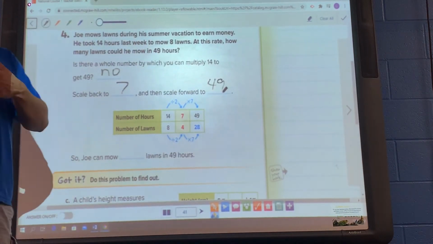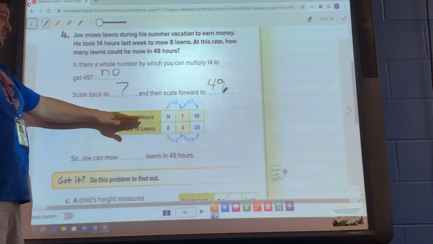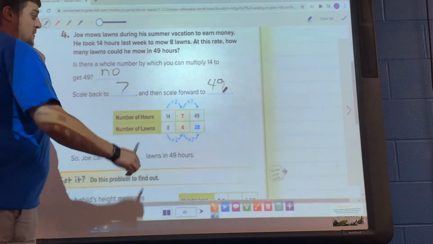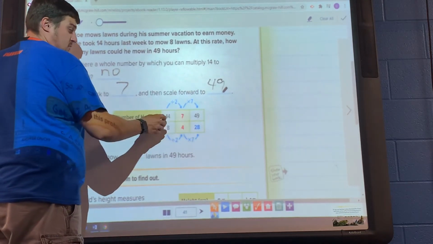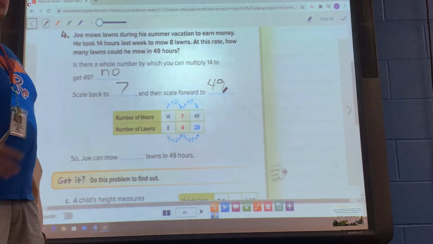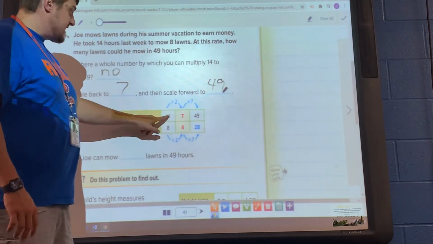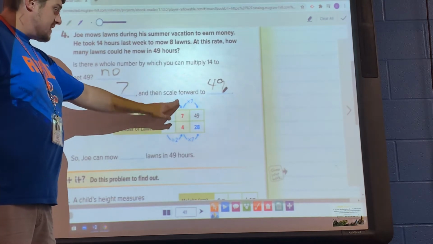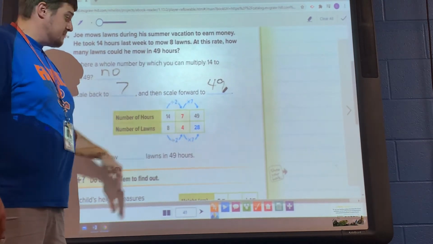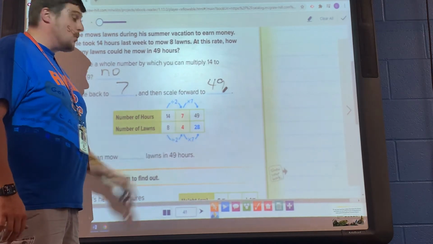You're either multiplying or dividing. So in number of hours we started with 14. Number of lawns we started with 8. We have to get to 49 hours from 14. The way to do that, we got to find a number that works for both numbers. Well, we said 7, so we're going to scale back. We're going to divide. So we're dividing by 2, so we get 7. Whatever you do at the top, you got to do the bottom. So 8 divided by 2 would be 4.